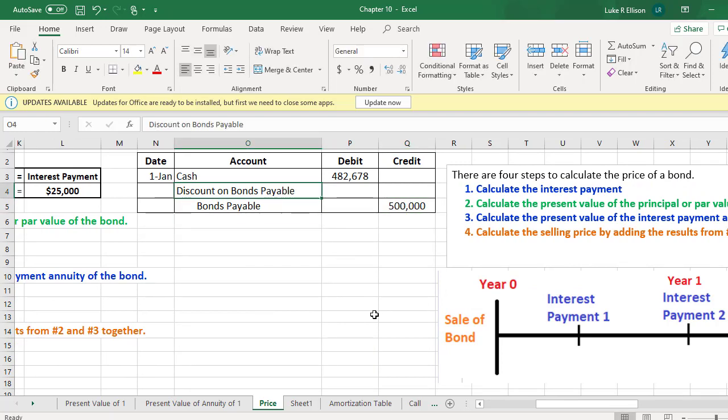And then finally, the discount on bonds payable is just the difference between these two numbers. And we notice we still need to make up some amount on the debit side, so it's going to have to be a debit. So we'll take $500,000 and subtract $482,678 to get a discount of $17,322. Now, of course, if you had a premium on bonds payable, it would still go right here, but instead of a debit, it would be a credit. And it would still be the difference between these two numbers.